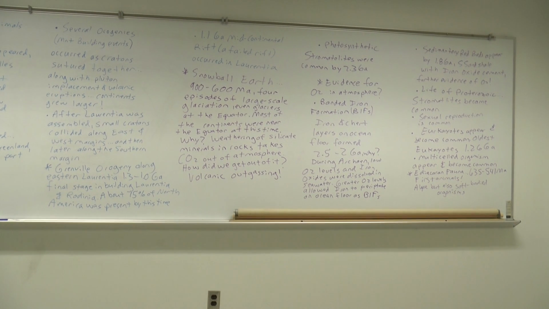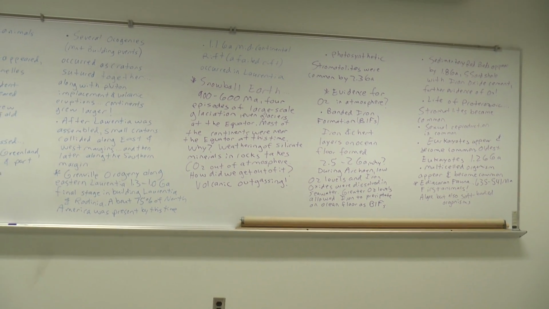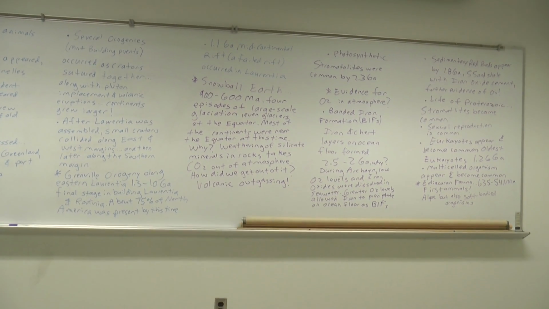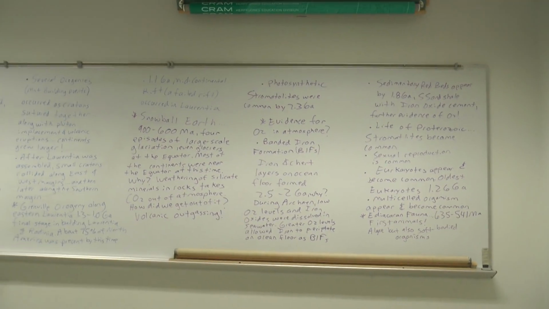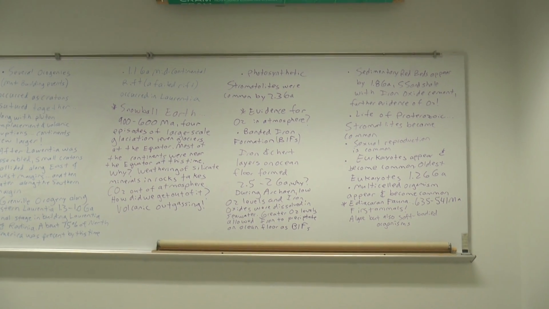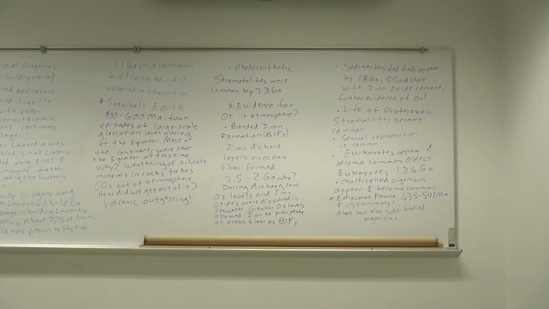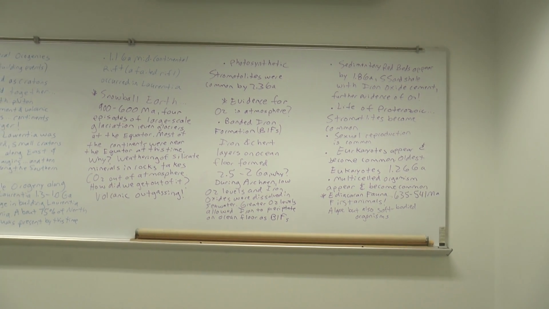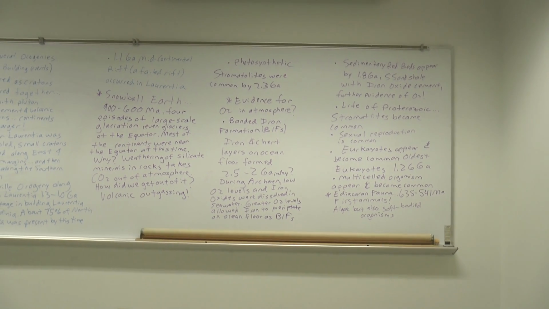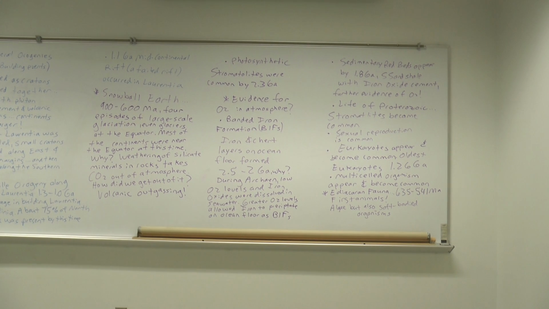Clearly, we're not in snowball Earth anymore. How did we get out of it? Volcanic outgassing. Some of the volcanic gases, carbon dioxide is one of them, and oxygen is another, are actually greenhouse gases and helped us get out of snowball Earth. Okay, what else was interesting in the Proterozoic? Photosynthetic stromatolites. We saw them first appear back in the Archean, but they're very common by 2.3 billion years ago.